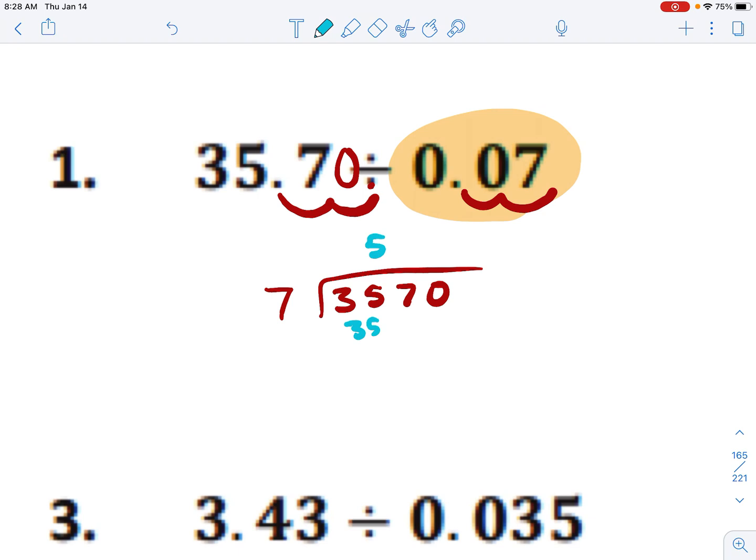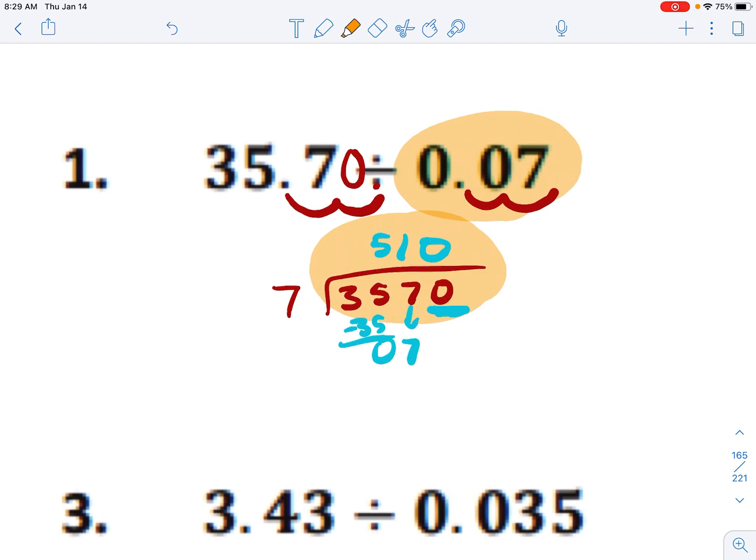7 goes into 35 5 times evenly. We bring down the next number, which is a 7. 7 goes into 7 once, and all we have left is a 0, so we add it to our answer. And the answer to number 1 comes out to 510.